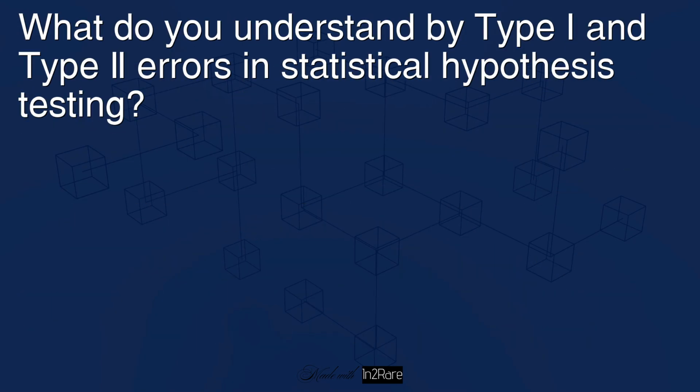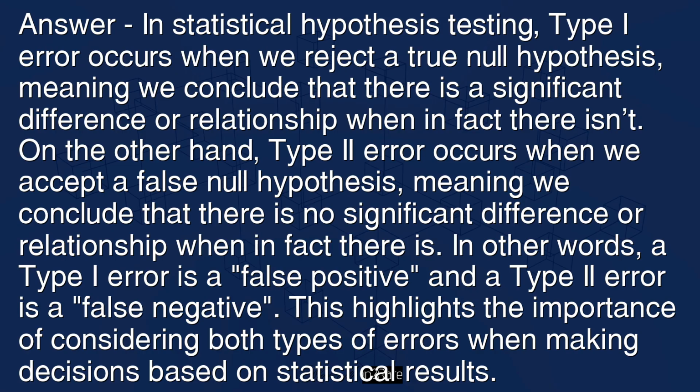What do you understand by type I and type II errors in statistical hypothesis testing? Answer: in statistical hypothesis testing, type I error occurs when we reject a true null hypothesis, meaning we conclude that there is a significant difference or relationship when in fact there isn't. On the other hand, type II error occurs when we accept a false null hypothesis, meaning we conclude that there is no significant difference or relationship when in fact there is. In other words, a type I error is a false positive and a type II error is a false negative. This highlights the importance of considering both types of errors when making decisions based on statistical results.